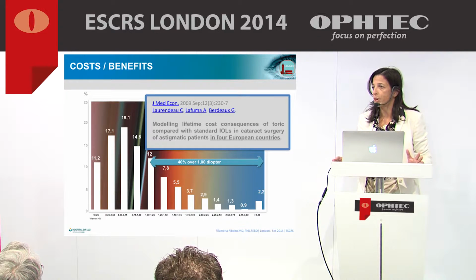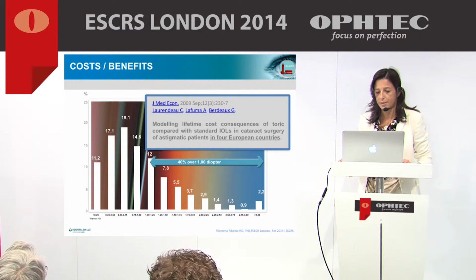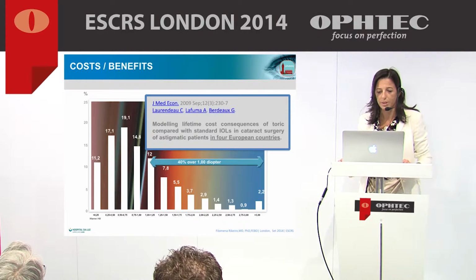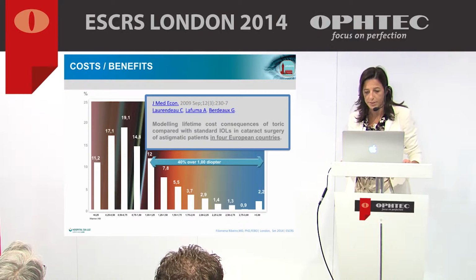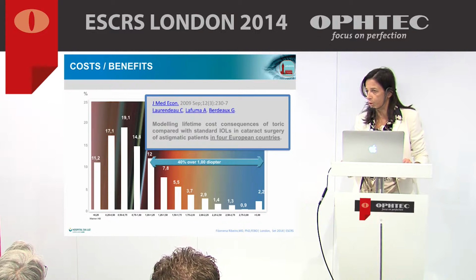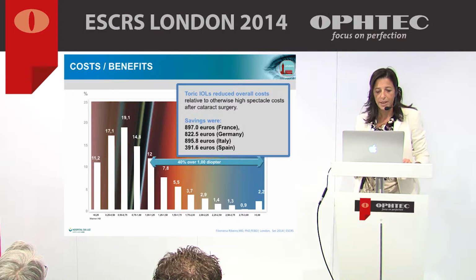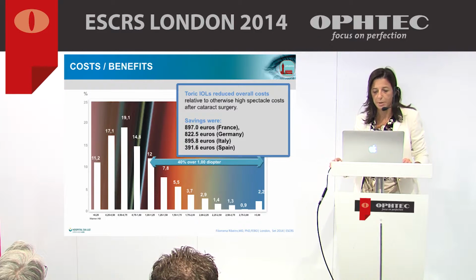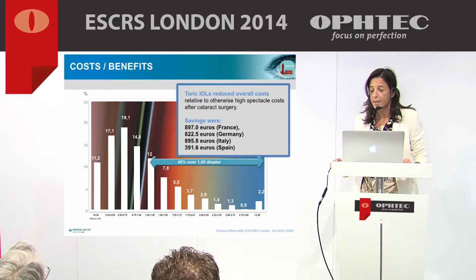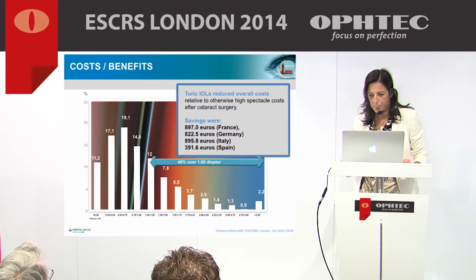But what about costs? Several studies show us that toric IOLs reduce lifetime economic costs by reducing the need for glasses or contact lenses following cataract removal. And these results, as you can see, can inform physicians and patients regarding the value of toric IOLs in the treatment of cataract and astigmatism.